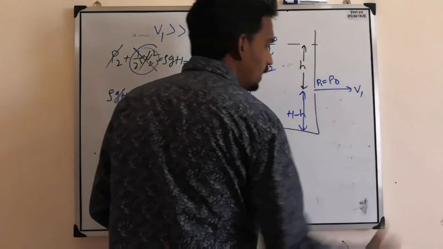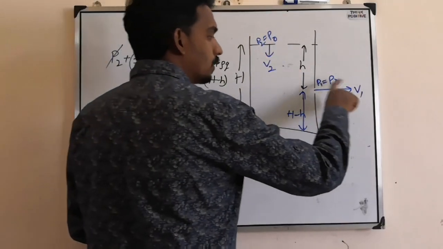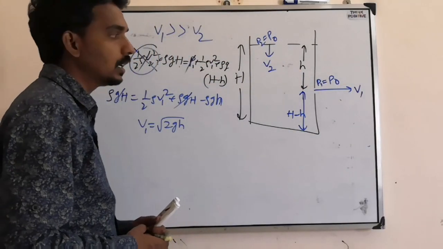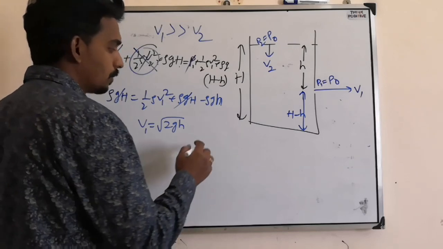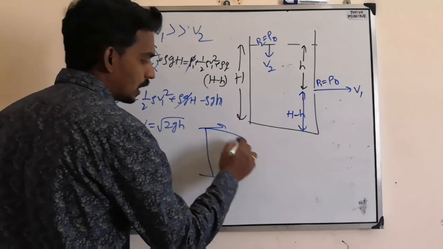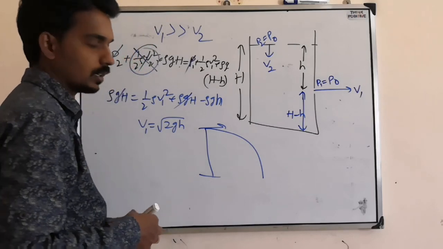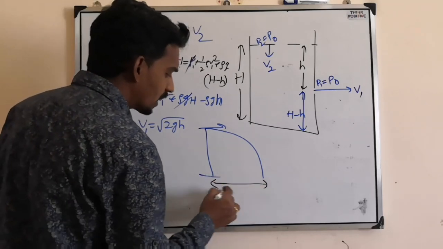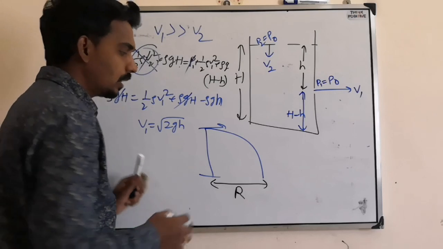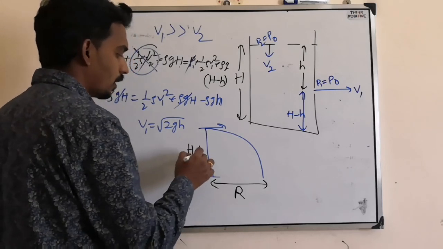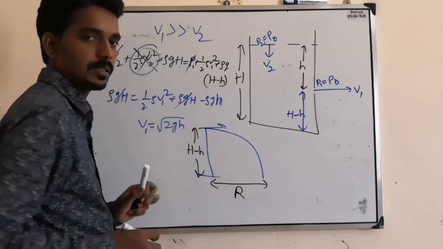Now after coming out, what will happen? It will come out with a particular speed and it will perform a motion called horizontal projectile motion, so that it will hit the ground at a particular distance, that we call the range, from this height H minus h.